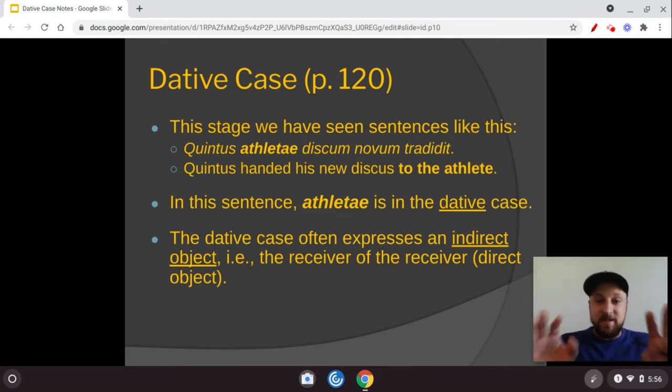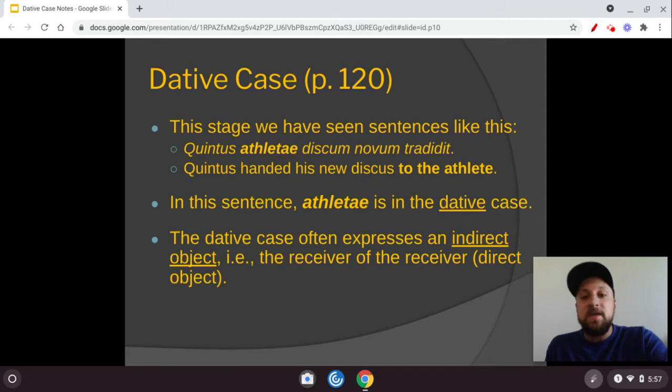And so notice this sentence. All right, the subject of this sentence is Quintus. All right, in Latin, it's nominative. The receiver of the action, which is obviously handing over or tradidit, is the discus. All right, the thing that he handed was the discus, but the person who received the discus was the athlete. And that's where the dative indirect object comes into play.